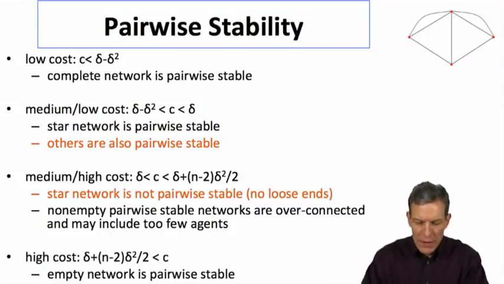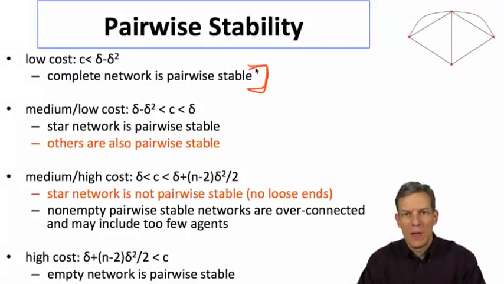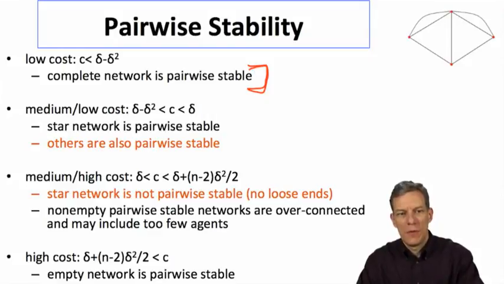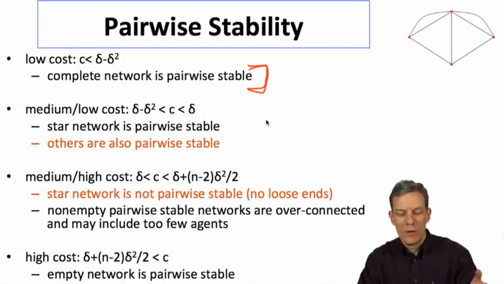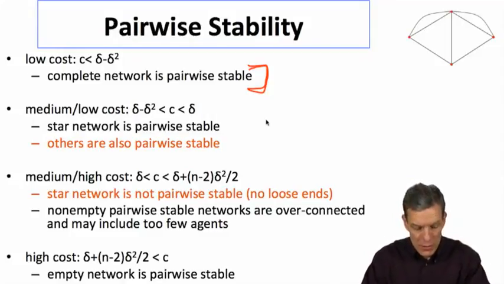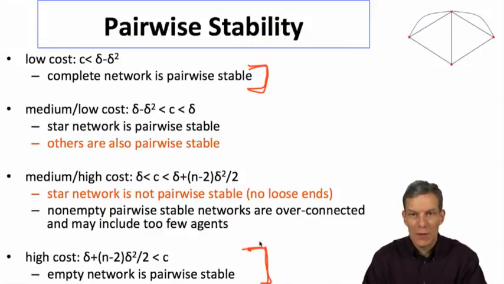And what we'll find is that indeed low costs, the complete network is going to be pairwise stable. So we end up with the right network in that situation. And in fact, the complete network is going to be uniquely pairwise stable. When we end up with a very high cost, the empty network is pairwise stable, and that's going to be the only network that's pairwise stable.